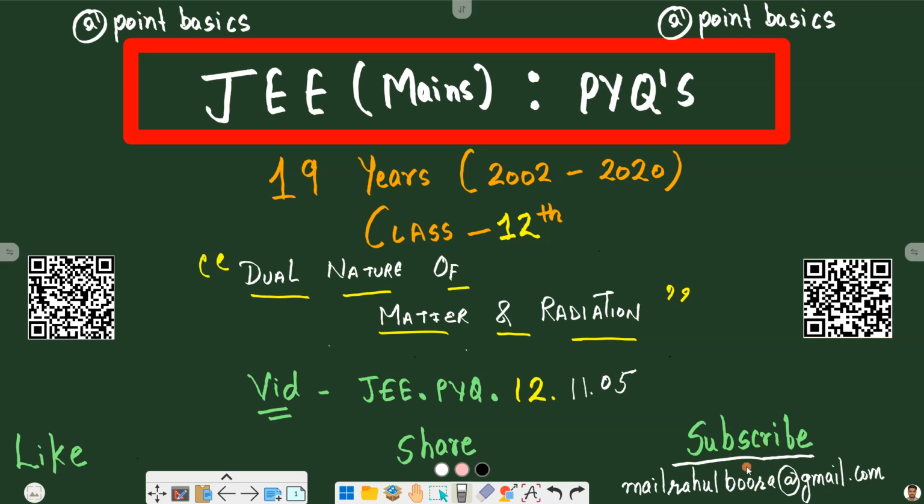Welcome back, everybody. This is our fifth class in JEE Mains previous year questions for chapter Dual Nature of Matter and Radiation of class 12th.